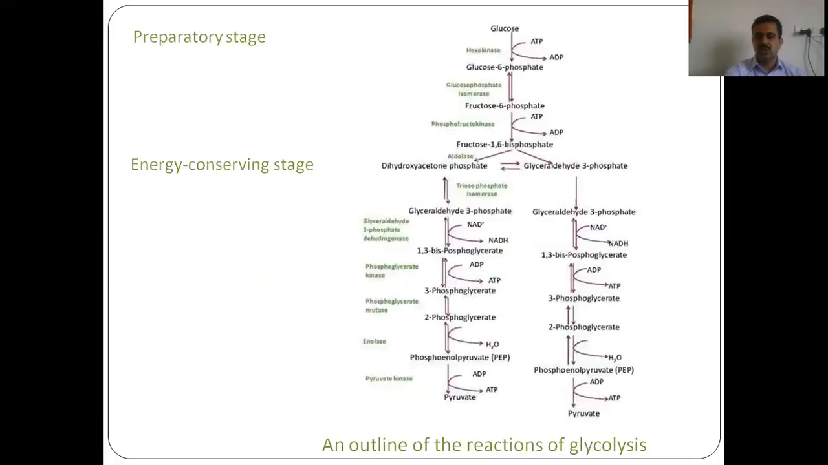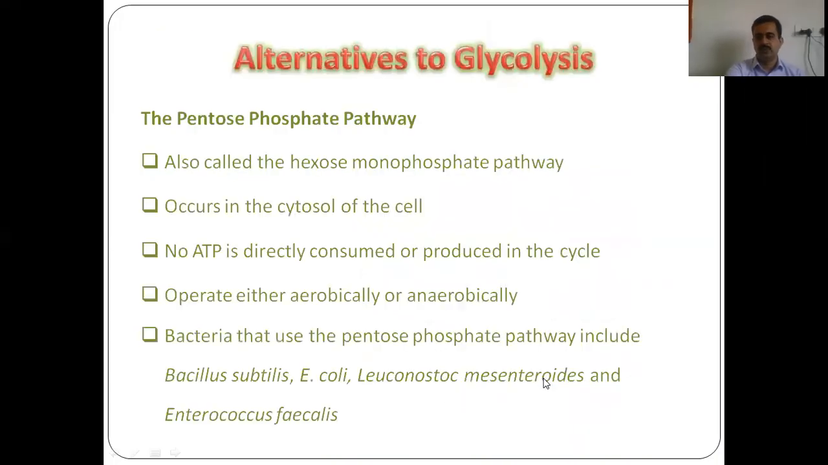See here, this is the preparatory stage, right from glucose to fructose 1,6-bisphosphate. This is the preparation phase, wherein there is utilization of ATP. Once fructose 1,6-bisphosphate is generated, it undergoes reactions wherein pyruvate is generated. This is the energy conserving stage, and ATP is released in these reactions.